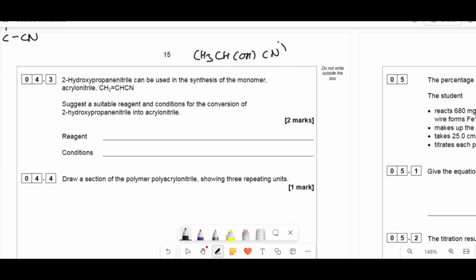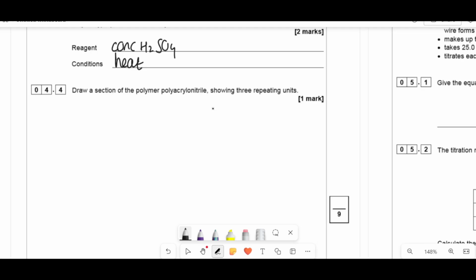So what's changed between here and here? Well, we had an alcohol, now we have an alkene. So we've booted off the alcohol bit and a hydrogen with it. We booted off water. So this is going to be concentrated strong acid like H2SO4, and it's going to be heated as well to remove that water. We're dehydrating it here.